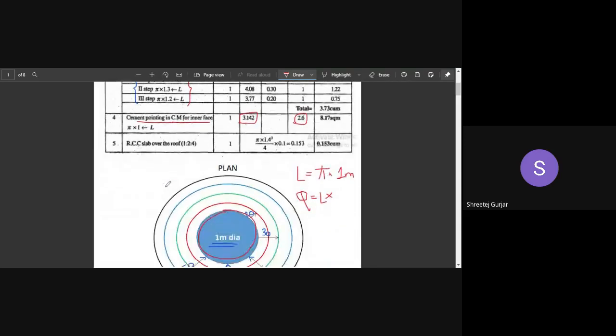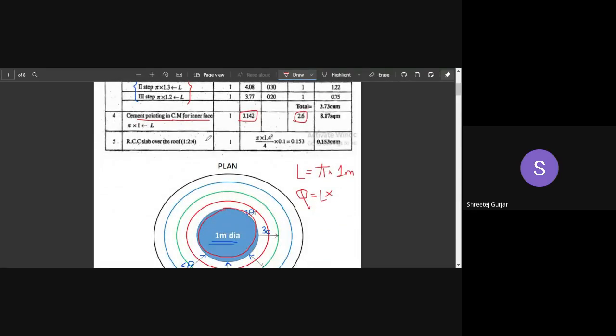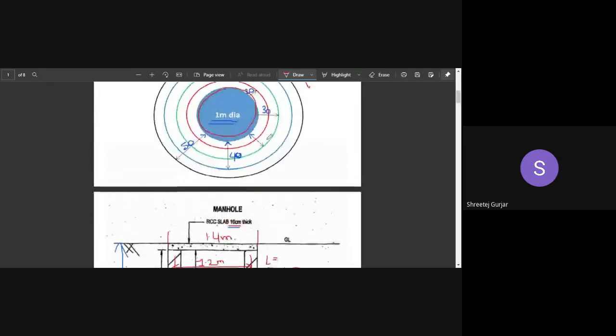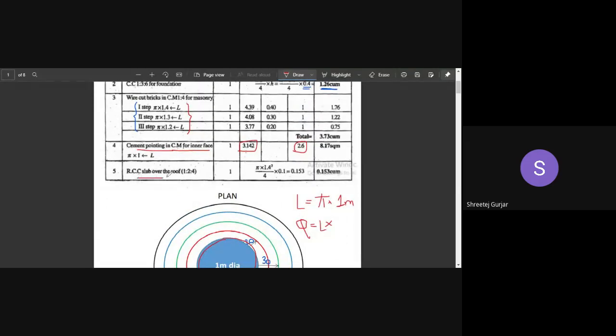Then RCC roof slab, very easy. Pi by 4 into d squared into thickness of the slab. So what is the diameter? Diameter is from here to here. So it will be 1.4 meters, and the thickness is given as 10 centimeters. So directly you can get the quantity of RCC roof slab.